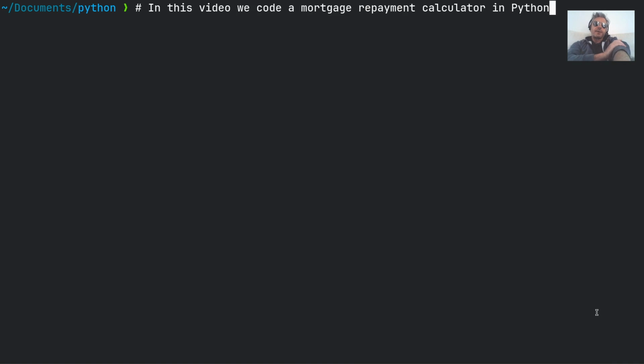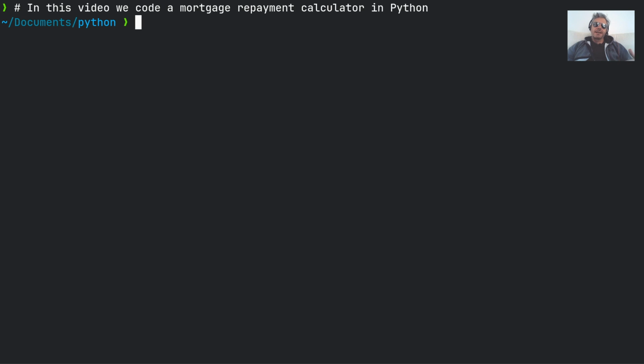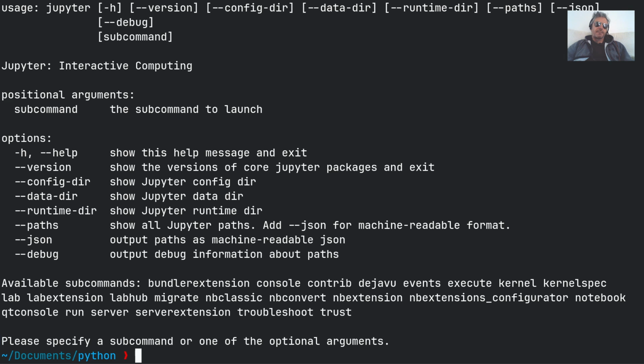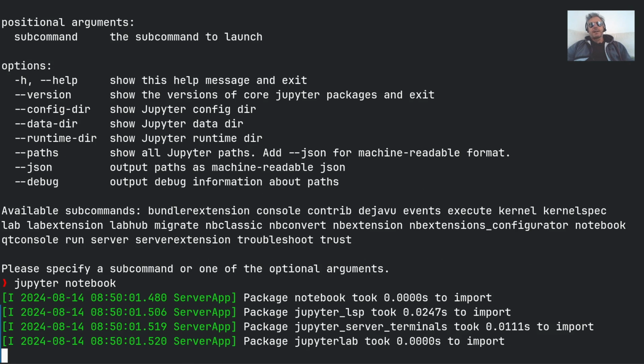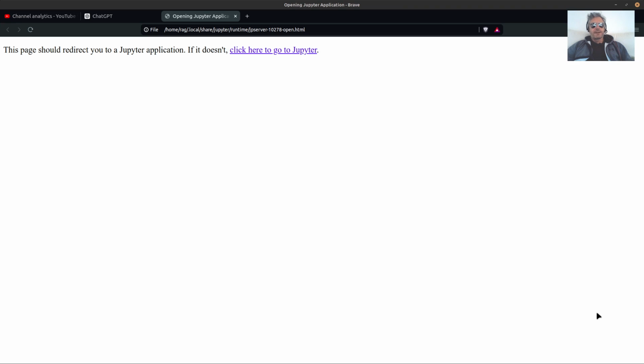Hello, in this video we're going to code a mortgage repayment calculator in Python. Actually, this could be a repayment calculator for a car loan or anything with interest basically. So if you're buying something over an extended period, you'll want to spread out the cost of the payments over 1, 2, 3, 10, 25 years.